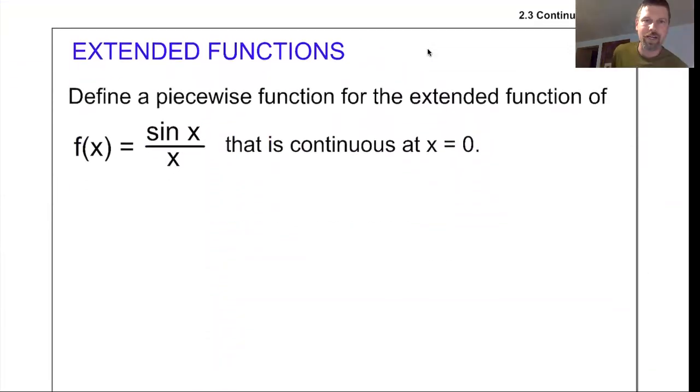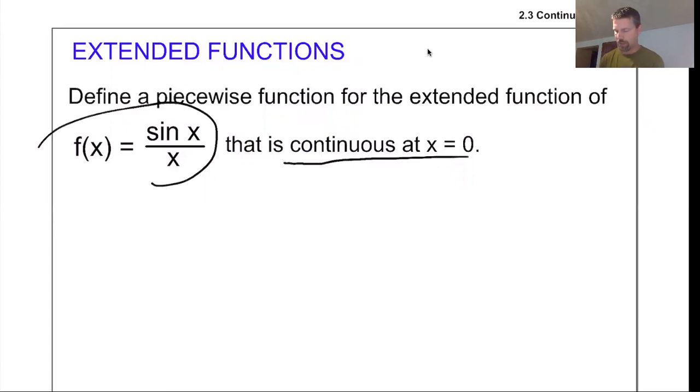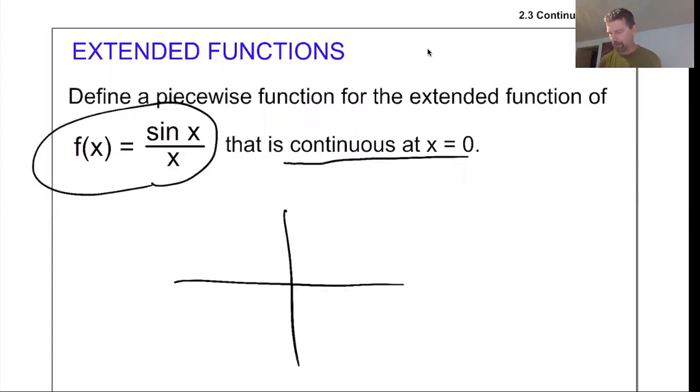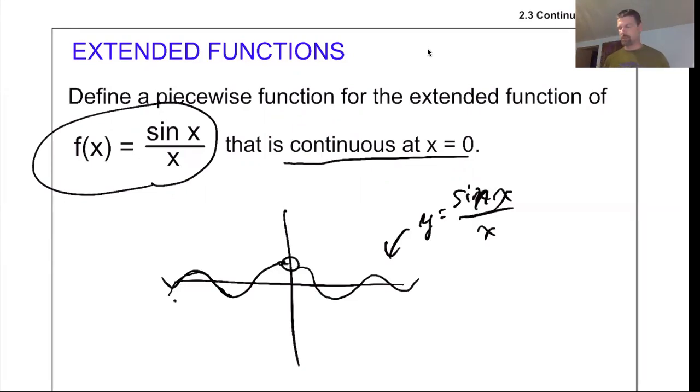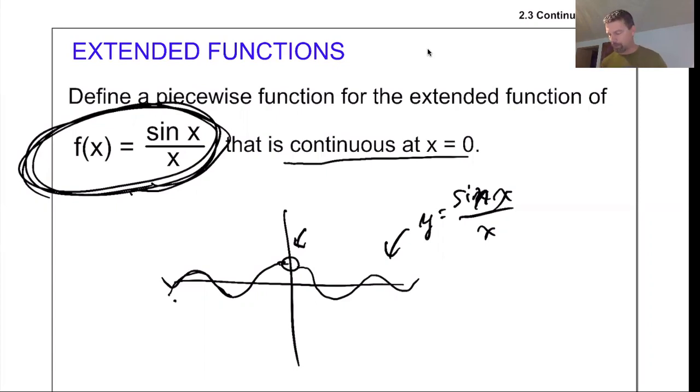Here's an example. Define a piecewise function for the extended function of f of x equals sine of x over x that is continuous at x equals 0. This one I would say would be calculator allowed. If you tried to graph this, I don't remember perfectly, but I believe it looks something like this. You notice it's not continuous at 0 because there's that hole right there. However, I can add a value to make it continuous. If you remember, this is one of the ones I said you probably want to memorize. The limit as you go towards 0 is 1. So that hole is happening right at the value of 1. So if I wanted to fill that in, I just need to put a point right there.